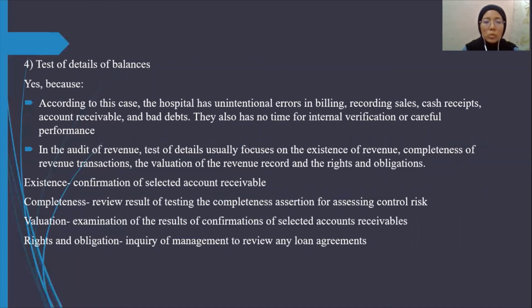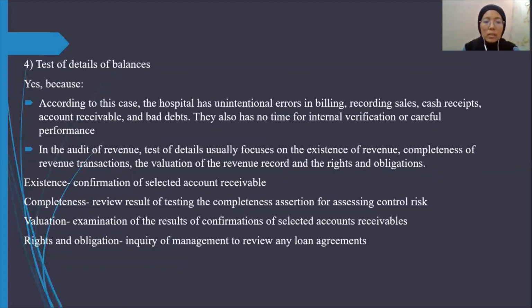We plan to emphasize this test because according to this case, the hospital has unintentional errors in billings, recording sales, cash receipt, account receivable, and the bad debt. They also have no time for internal verification or careful performance. In this audit of revenue, test of details usually focuses on the existence of revenue, completeness of revenue transactions, the valuation of the revenue record, and the rights and obligations.